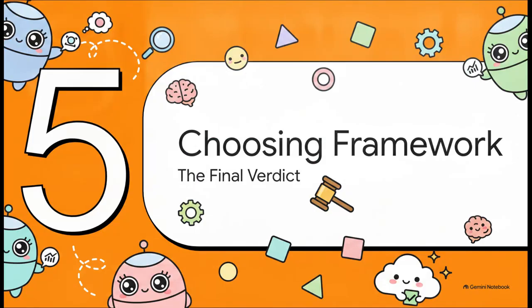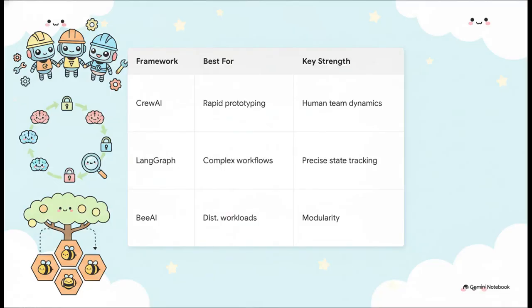Section 5, Choosing Your Framework, the final verdict. So, what does this all mean? We've just test-driven 3 entirely different philosophies for the exact same mission, and this brilliantly illustrates exactly when you should reach for each tool. Need rapid prototyping and human-like agent autonomy? CrewAI is your go-to for sure.